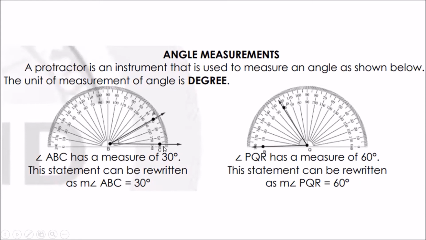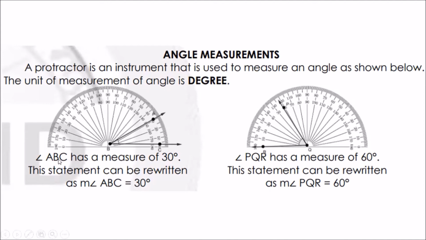So makikita natin ang opposite ng 0 ay 180. Dito ay meron ding 0. Then ito naman ay 180. So kung nasaan ang 0, doon sa isang side ng angle, doon tayo mag-start magbasa kung ano ang measure ng angle at yung pinagtapusan ng kabilang side ng angle. So from 0 to what degree?